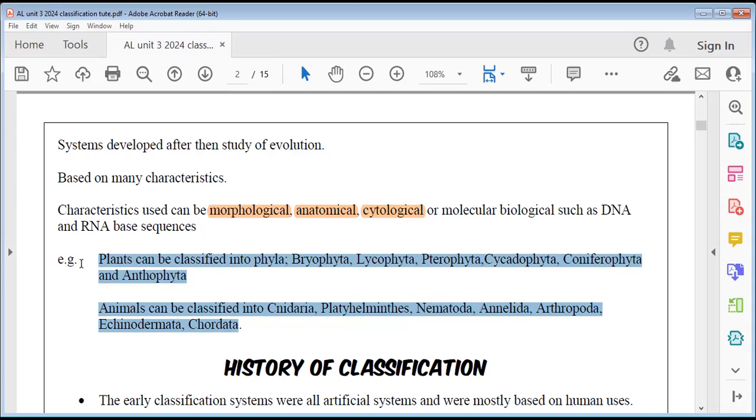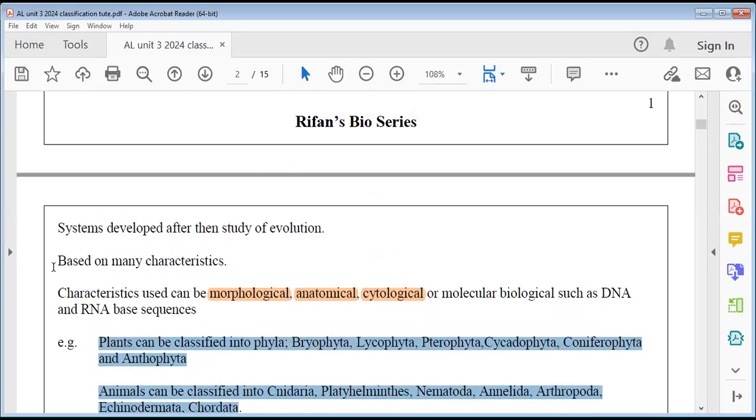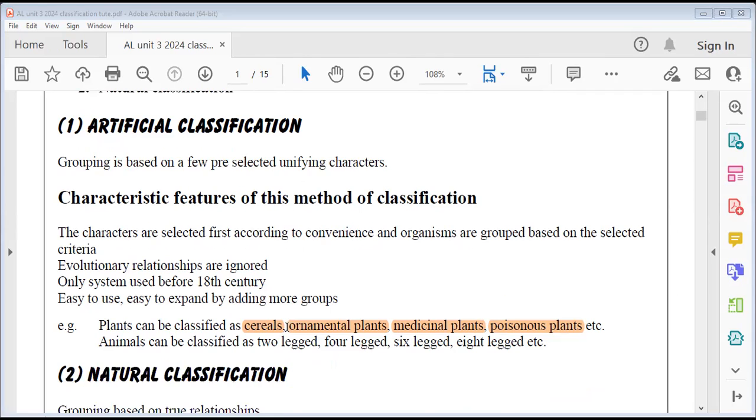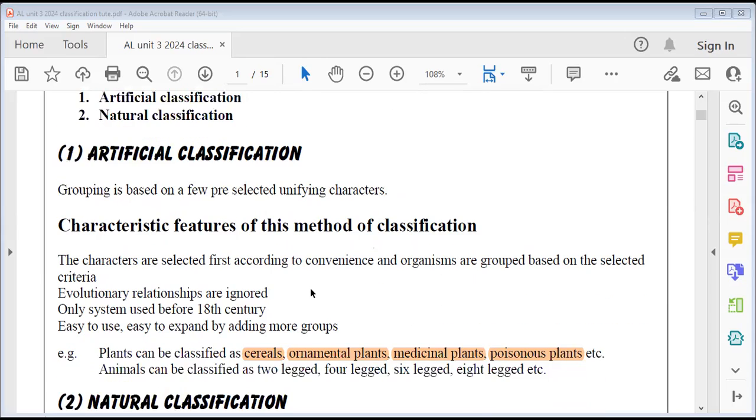Please go through the introduction portion and tell me whether everything is clear with you. Sir, I have a doubt. Yes. Sir, when we compare the molecular biological characteristics, do we get more accurate results? Of course. Why not? Accuracy increases. That's what I want to tell. Don't type and waste your time. Just open the microphone and ask. Clear? Okay, sir.